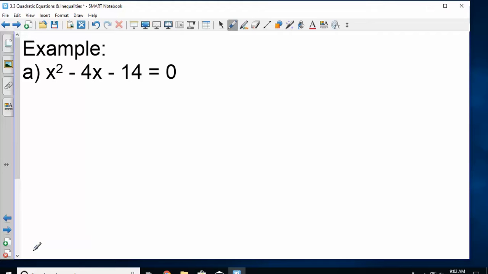Could I factor this nicely? Is there anything that multiplies to negative 14 and adds to negative 4? No. So box method isn't even an option. So we're going to do complete the square.